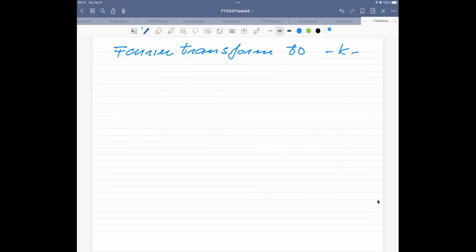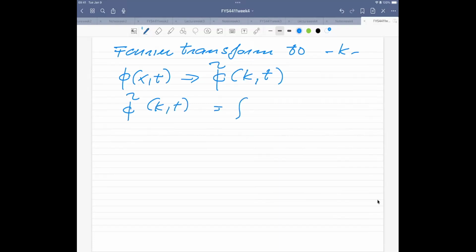So let me just bring up my equations here. If I do that, then this phi of x and t goes over to a phi tilde, which is a function of k and time. And this phi of k is now defined as the Fourier transform: the integral over all the domain where x is defined, dx e^(ikx) phi of x and t. And I guess you've seen this before, right?